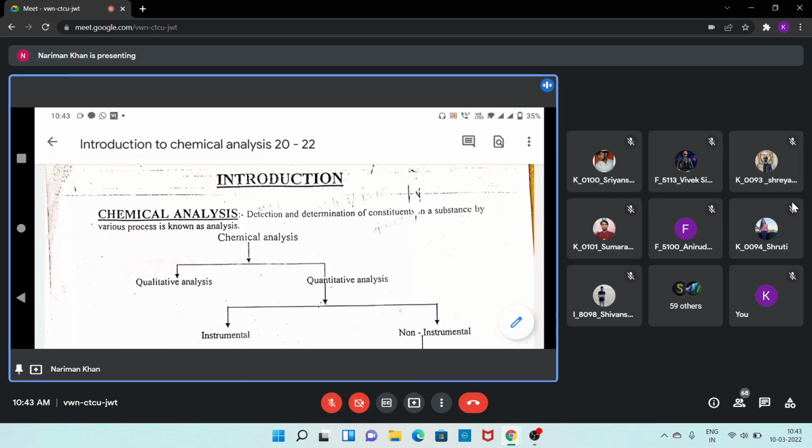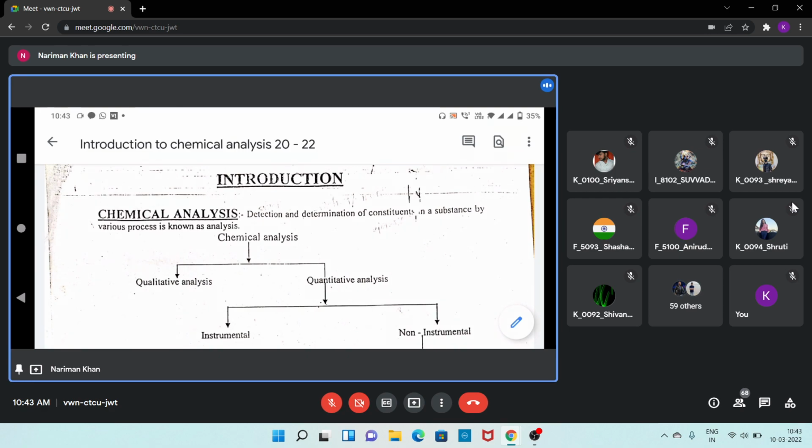So already you have done qualitative analysis, I think, in 11th and 12th standard. Yes, ma'am. Okay. So inorganic salt analysis and functional group analysis are qualitative analysis. We are not going to do this this year, but you must know with examples what qualitative analysis is and what are the examples of qualitative analysis.